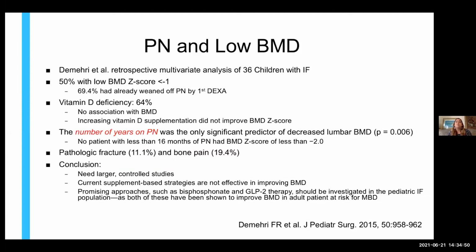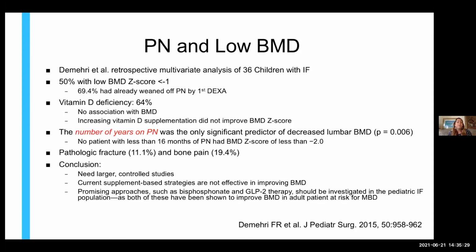A big portion of the population in this study, 64%, had vitamin D deficiency. Again, interestingly, no association was found with low bone density. And also interesting that supplementing these children with vitamin D did not improve their bone density Z-scores. The only predictor that they found was actually the number of years on PN. So the longer you were on PN, the more it predicted having a low bone density. And no children less than 16 months had any low bone density scores. They also found that 11% of the children had a pathological fracture, 19% had bone pain. Neither one of these correlated with a low bone density.